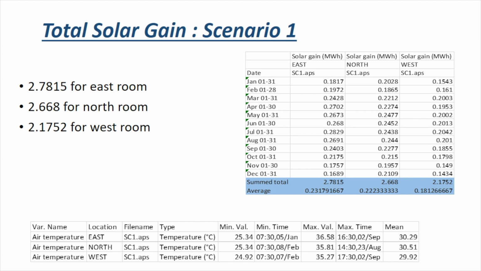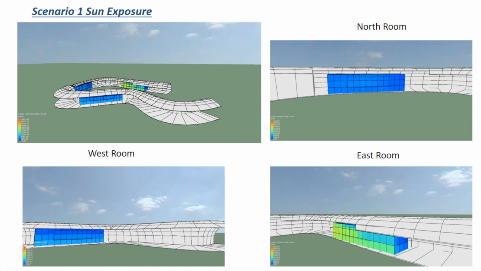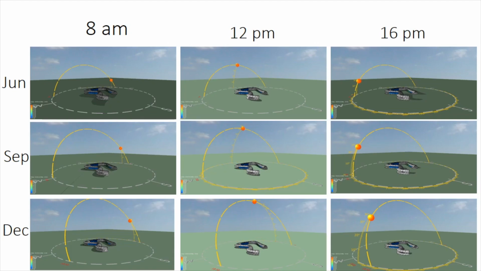After examining daylit hours, Scenario 1 shows these contours, and the solar gain was measured to be 2.781 for the East Room, 2.66 for the North Room, 2.175 for the West Room. The illustrations that follow show the shadows examined in June, September, and December at 8 a.m., 12 p.m., and 4 p.m.